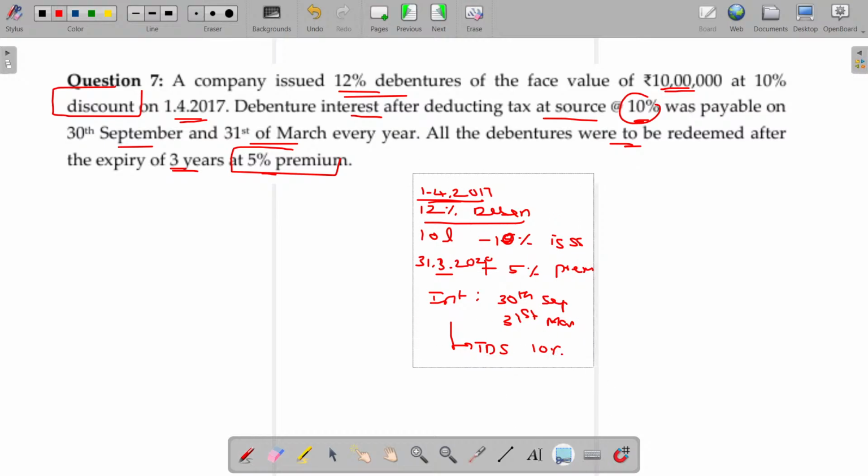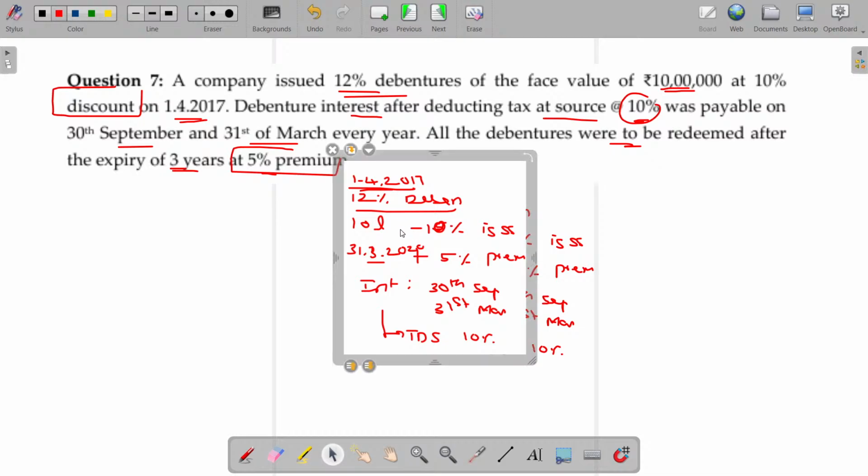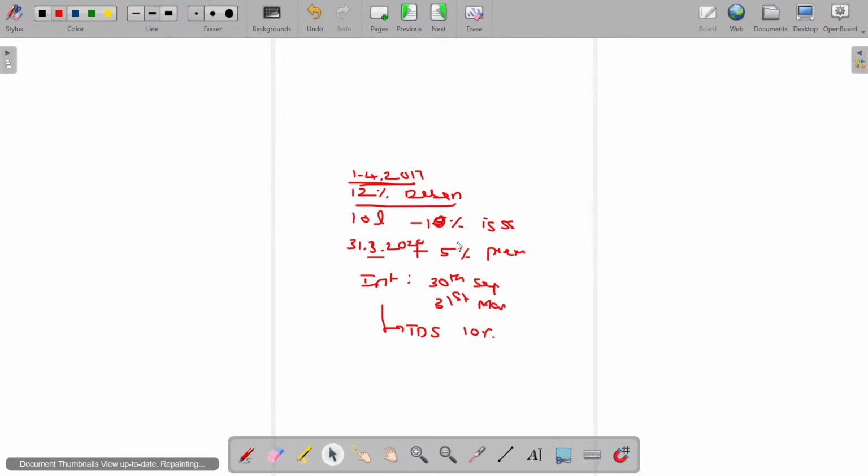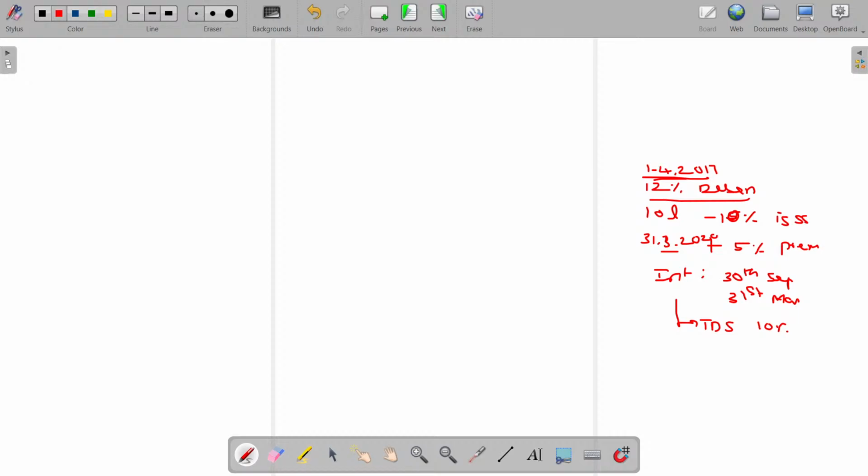Now, let me solve this illustration. Come on, join with me. What is the first journal entry on 1/4/2017? You have to pass the entry for this. Come on, tell me the entry. Bank account debit.